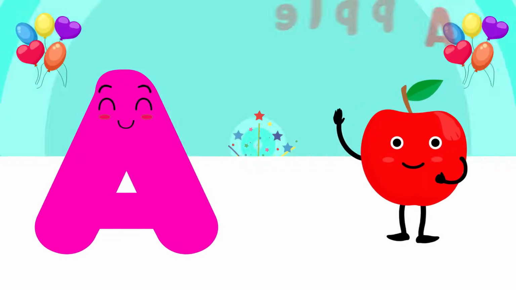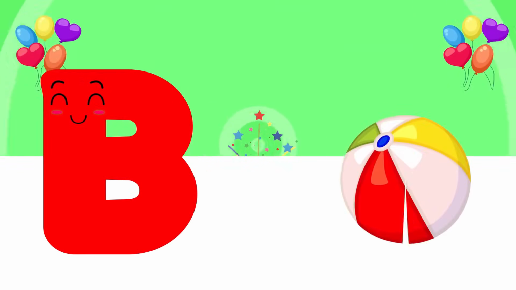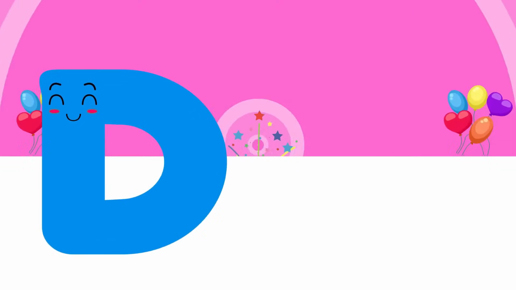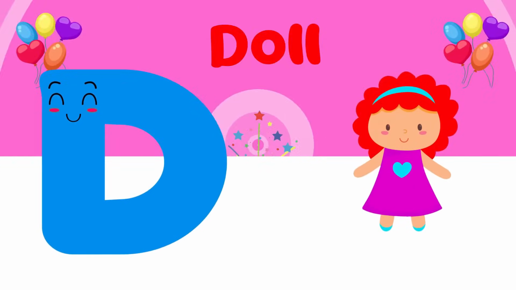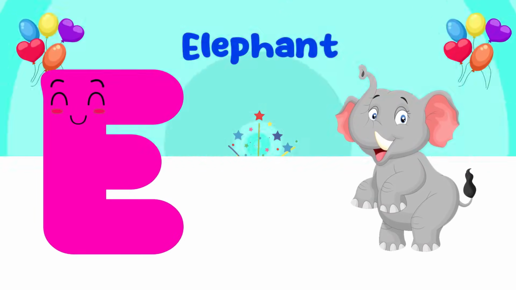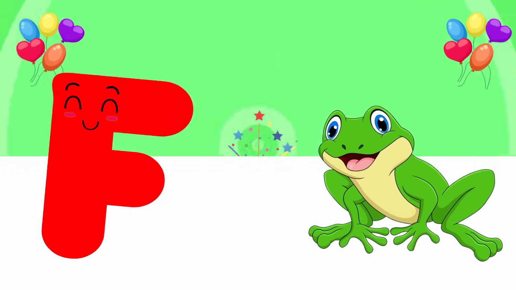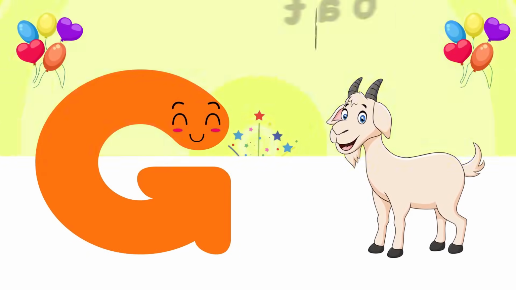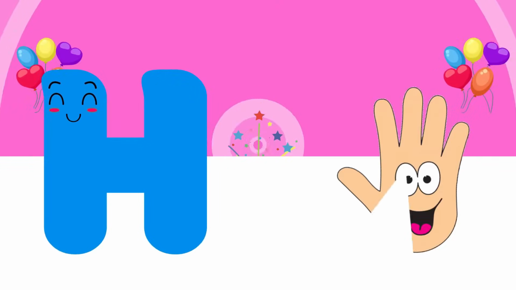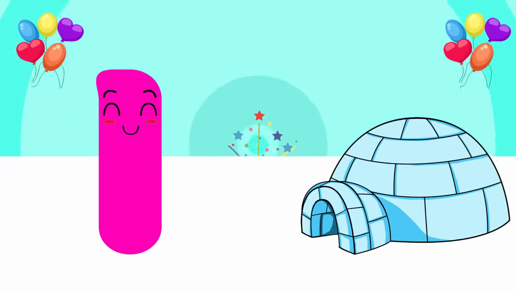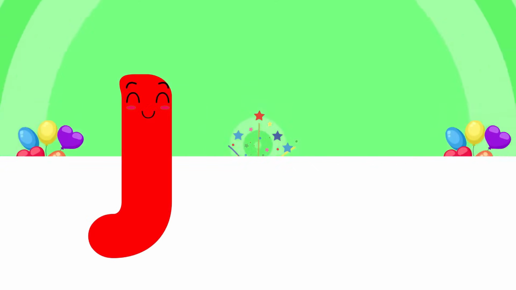A is for apple. B is for ball. C is for cat. D is for doll. E is for elephant. F is for frog. G is for goat. H is for hand. I is for igloo. J is for jump.